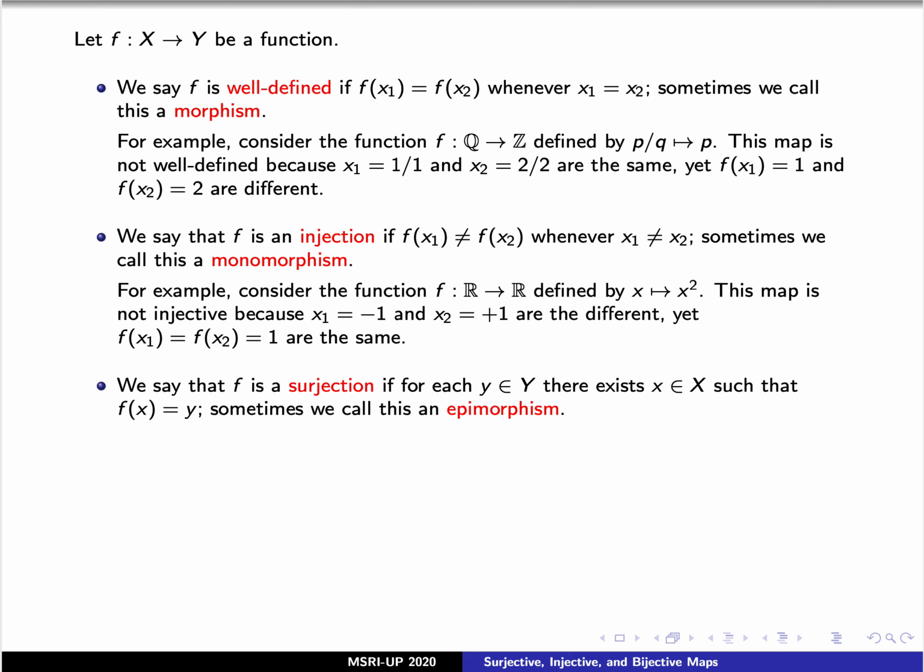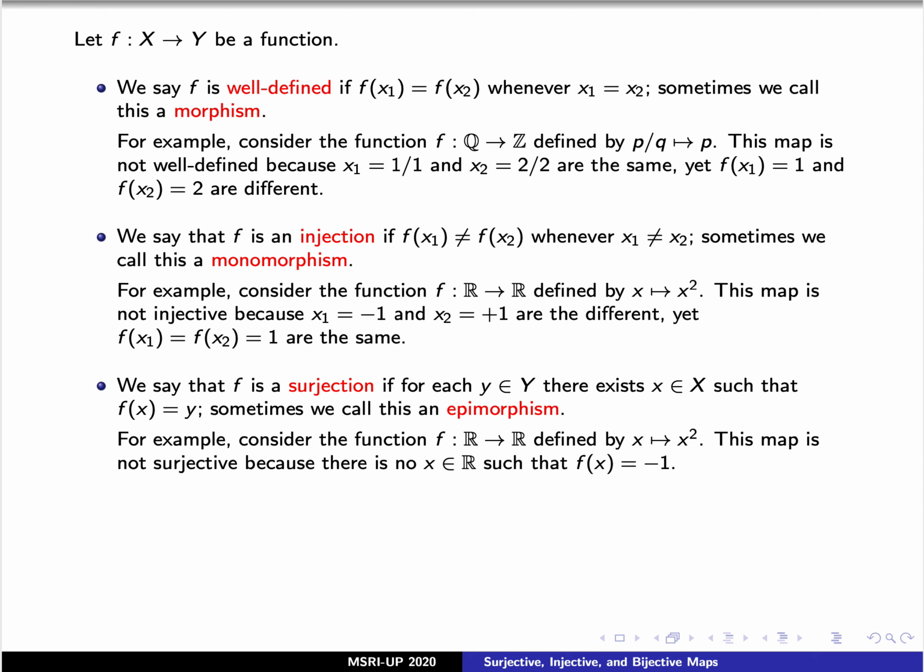We say that a function is a surjection if, for any element lowercase y in capital Y, there exists a lowercase x in capital X such that y equals f of x. Sometimes we'll call this an epimorphism. Here's an example of one that is not.